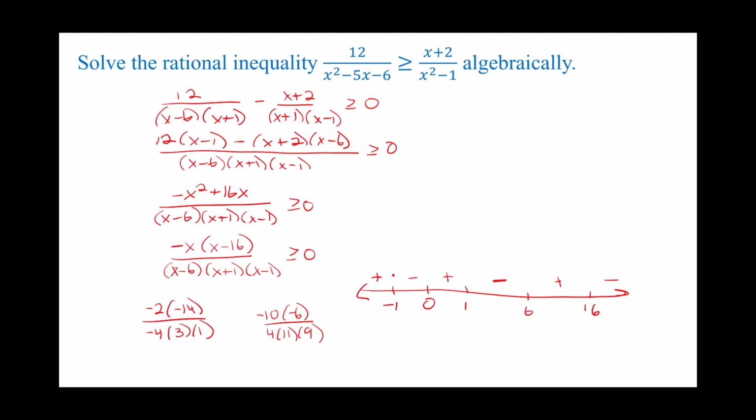Here I want greater than or equal to 0, so negative infinity to negative 1, parentheses on the negative 1 because negative 1 comes from the denominator and the denominator cannot be equal to 0. Union 0 to 1, bracket on the 0 because that's the 0 of the numerator, parentheses on the 1, and then union with 6 to 16, and the bracket goes on the 16 there.